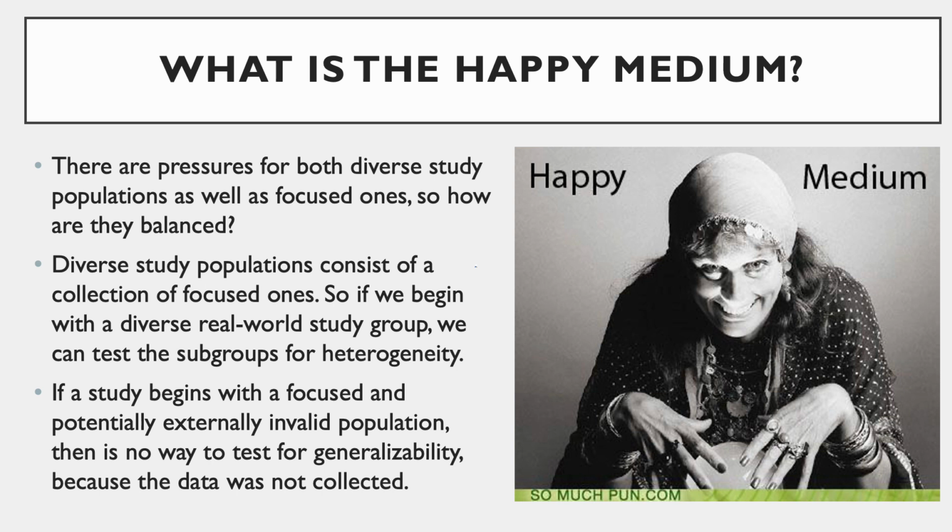Well, diverse study populations consist of a collection of focused ones. So if we begin with a diverse real-world study group, then we can break it down into subgroups after the trial is done and test those subgroups for different effects. But if we start with a very focused and potentially externally invalid population, then at the end of the trial, there's no way to statistically test for generalizability because that data was never collected.